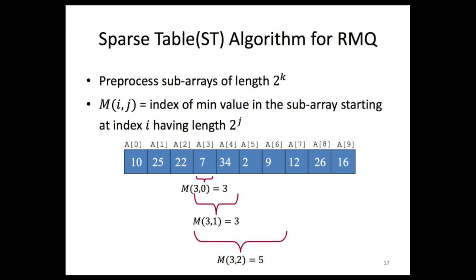So what you have there is a table which is indexed with i and j, wherein i is the starting point in your array, and j is the length of the run. So m of 3, 0 is the subarray which starts from position 3 and ends at position 3. It's a length 0 run, and 3, 1 is a length 1 run, and 3, 2 is a length 2 run.